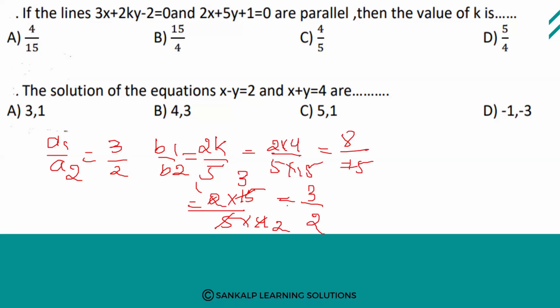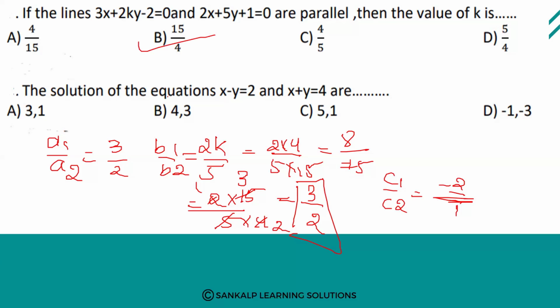So here A1 divided by A2 is equal to B1 divided by B2. But the C1 divided by C2 value is minus 2 divided by 1. So A1 divided by A2 is equal to B1 divided by B2, but it is not equal to C1 divided by C2. So which option is right here? Option B is right. Okay, next.